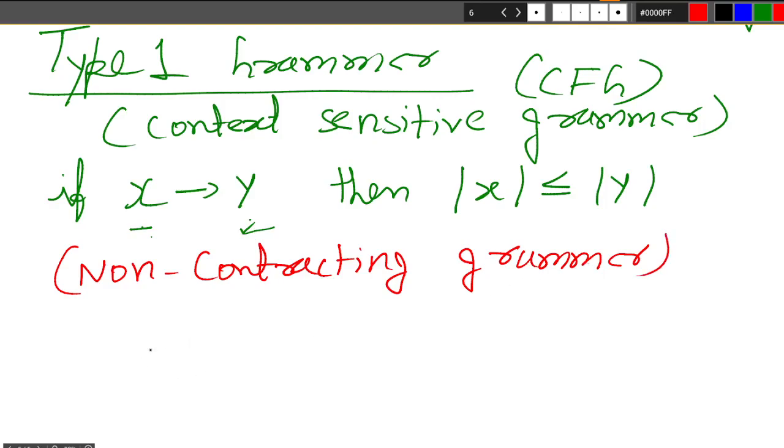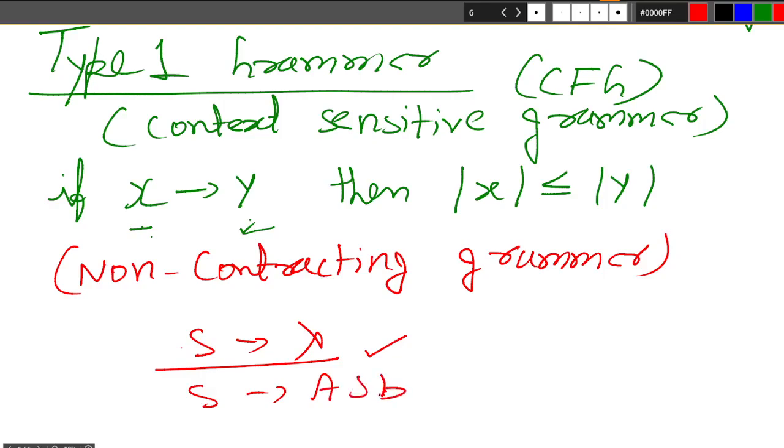Suppose you want to have S gives lambda, this is allowed. S gives aSb, this is allowed. However, something like aSb gives a smaller thing, a, is not allowed. However, let me repeat, lambda is allowed. S gives lambda. Here you can see it is shortening, but this is allowed.